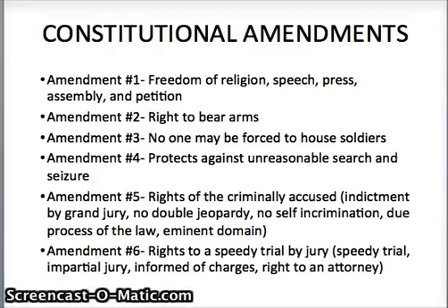Amendment 4 protects against unreasonable search and seizures. Amendment 5, I would tell you, but I plead the 5th. It's the right to the criminally accused. I'll tell you after all. Indictment by grand jury, no double jeopardy, no self-incrimination, due process of the law, and eminent domain. Amendment 6, rights to speedy trial by jury. Really fast. Speedy trial. Impartial.